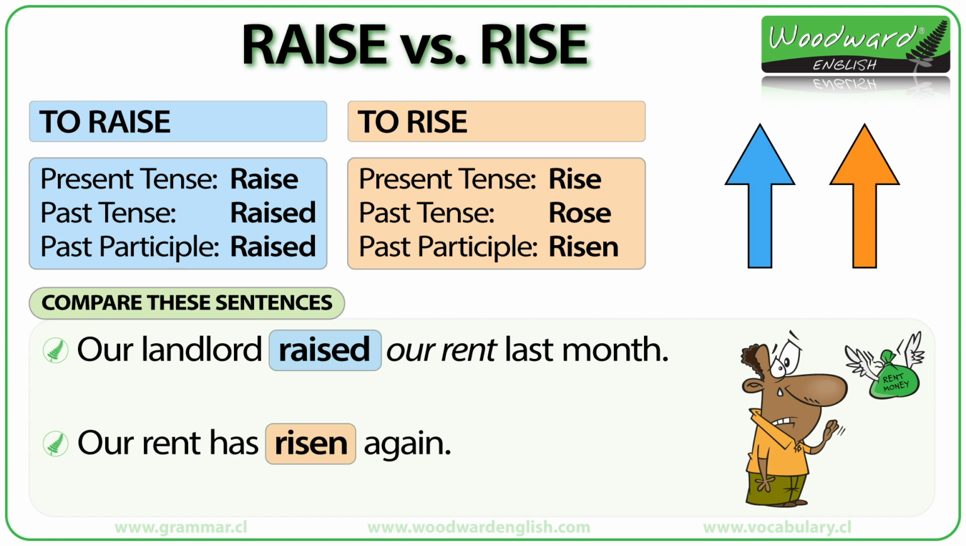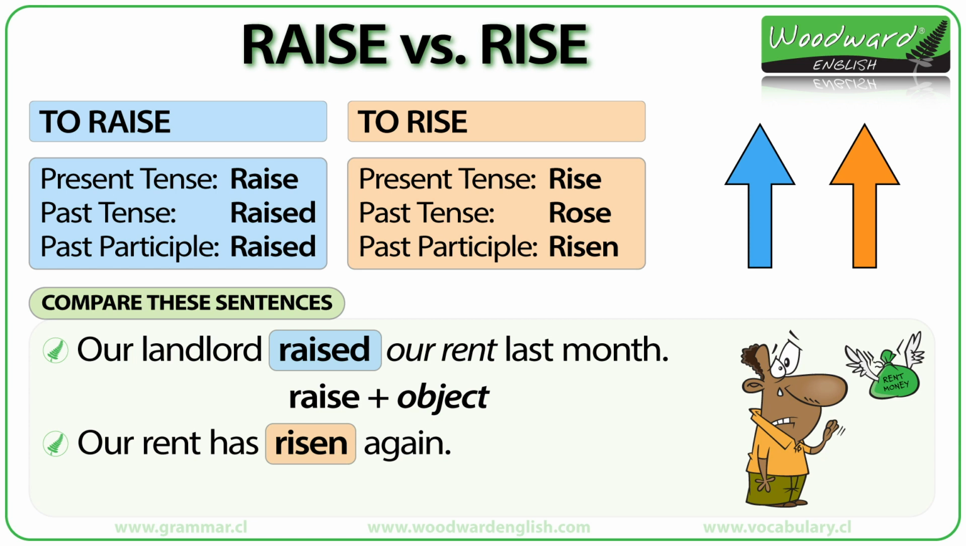Let's look at the first one. Our landlord raised our rent last month. A landlord is the person who owns the house that I rent. What did they do? The landlord raised something. They raised our rent. We have an object after raise. Raise plus object. Raise our rent.